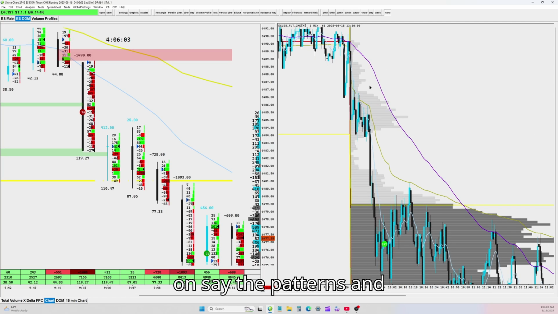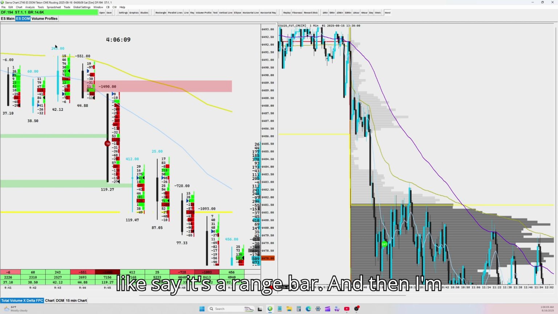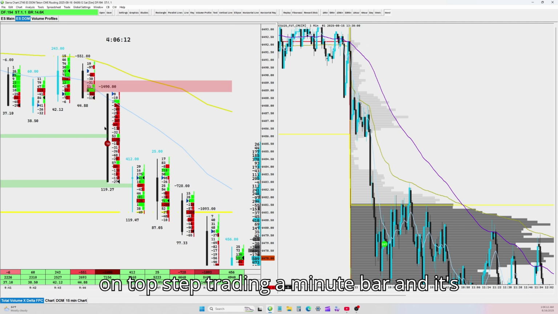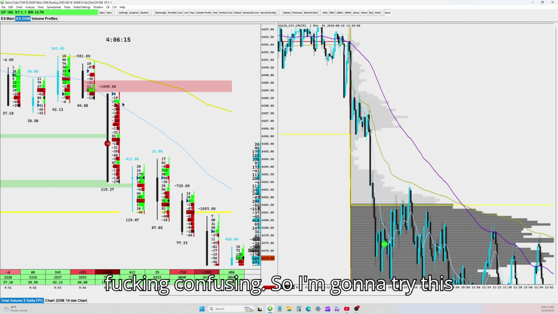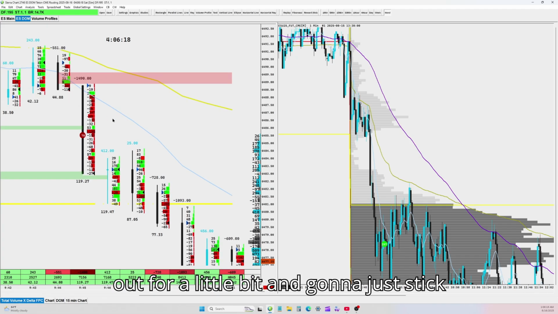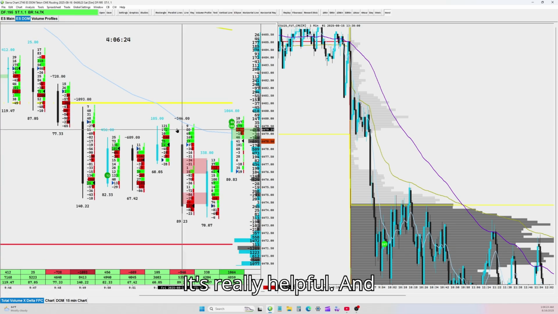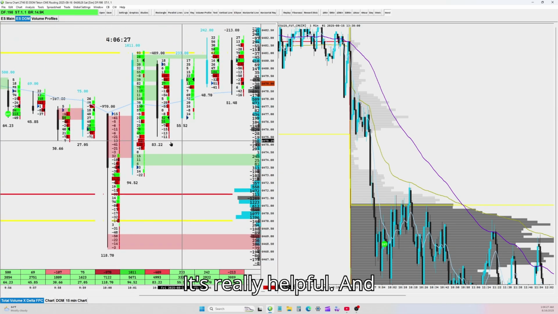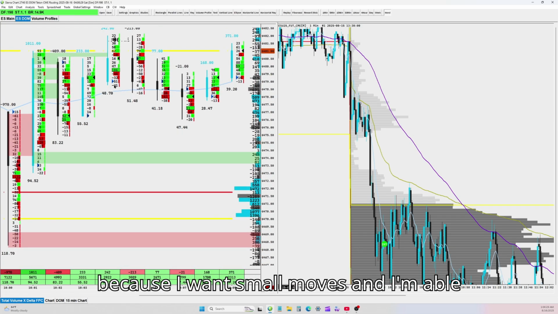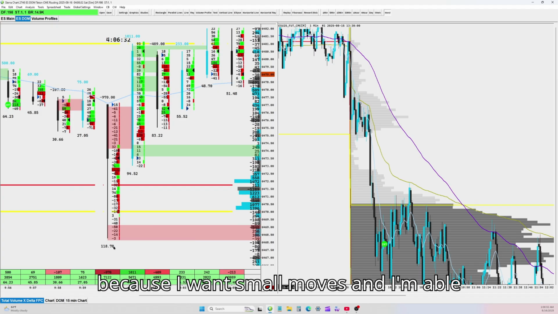focus in on the patterns. Like, say it's a range bar, and then I'm on TopStep trading a minute bar, and it's really confusing. So I'm going to try this out for a little bit and just stick to this. And I do like the order flow; it's really helpful. And I am going to try these minute bar charts because I want small moves.